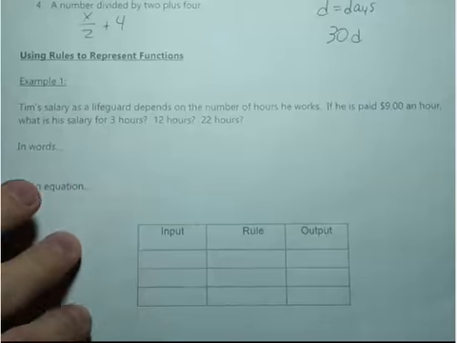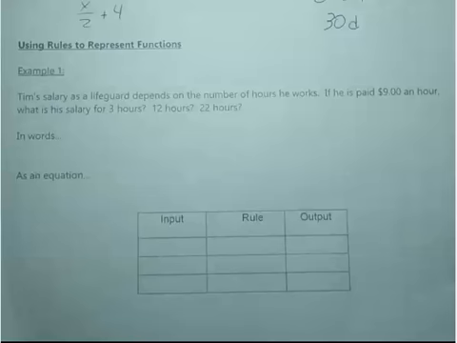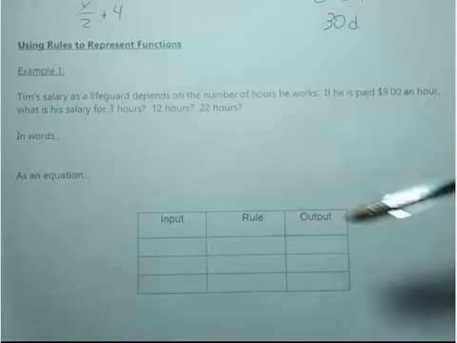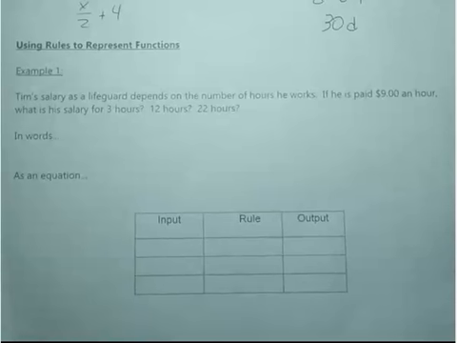Some of these can be pretty tough, especially at first, as we're getting the hang of translating what it says in words, putting it into math. So it looks like we have about 6 examples that we're going to go through. Example 1 says Tim's salary as a lifeguard depends on the number of hours he works. If he's paid $9 an hour, what is his salary for 3 hours, 12 hours, and 22 hours?